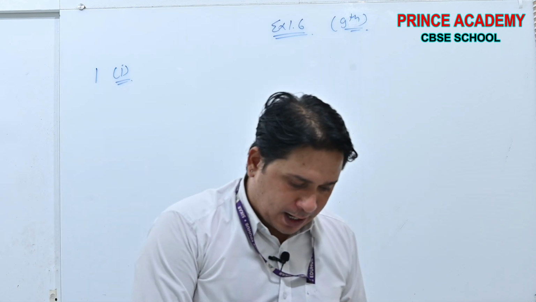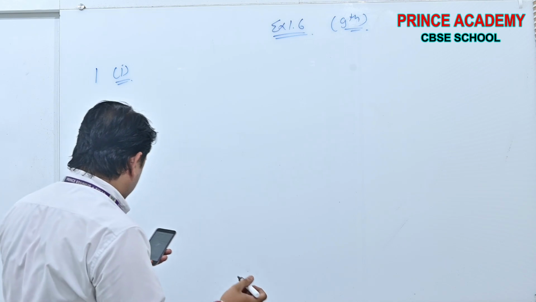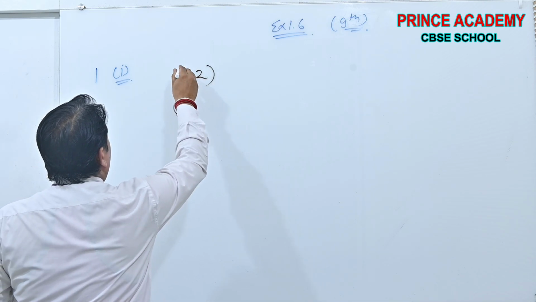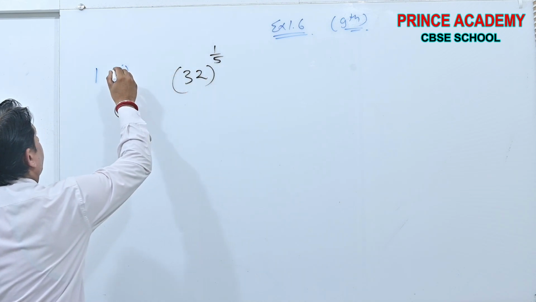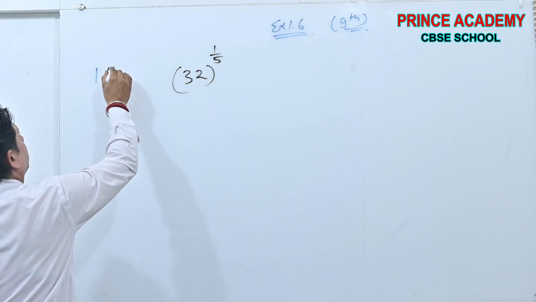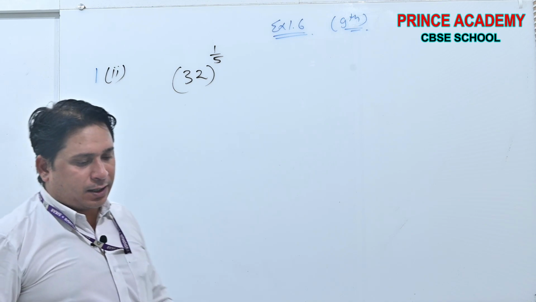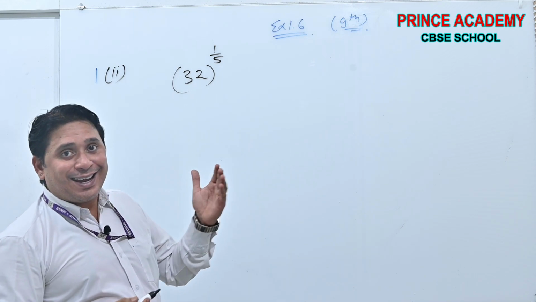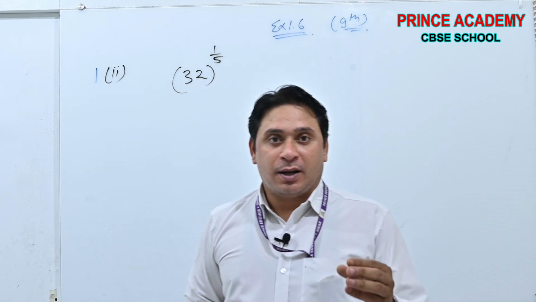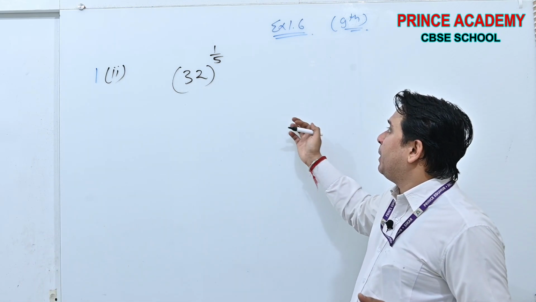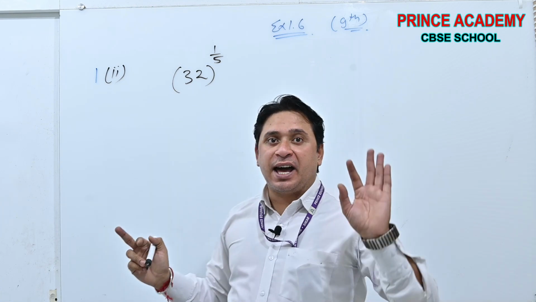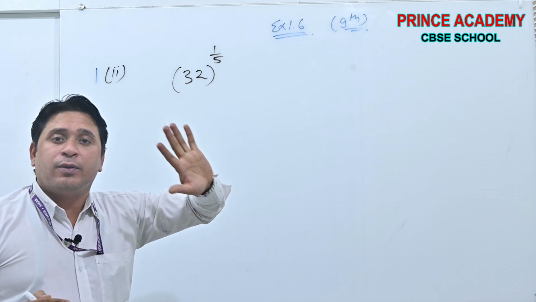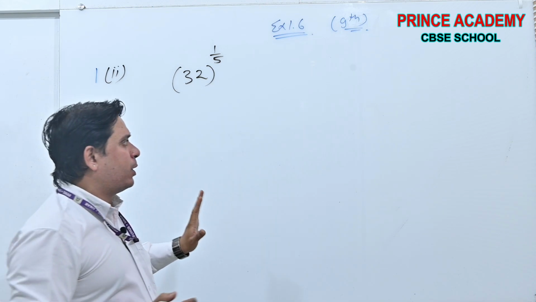Question number 1 part second. See beta, question number 1 part second is given: 32 whole power 1 by 5. This is the second part. Now if a student has the knowledge of powers and has done enough practice regarding the powers, he will directly write this as 2 raised to power 5. But if you don't know, do not worry.